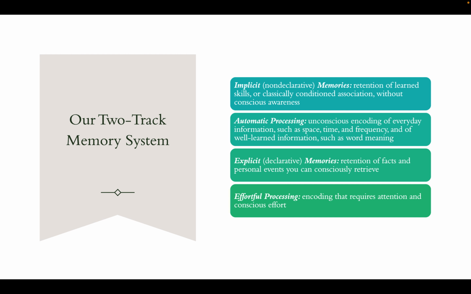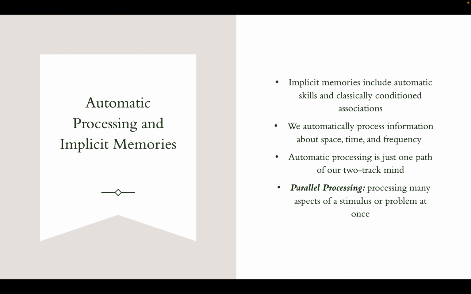So that is in figure 7.1, the longer track where things go from our sensory memory, they're encoded to the working and short-term memory, and they're encoded again into the long-term memory storage. This is explicit memories and effortful processing.